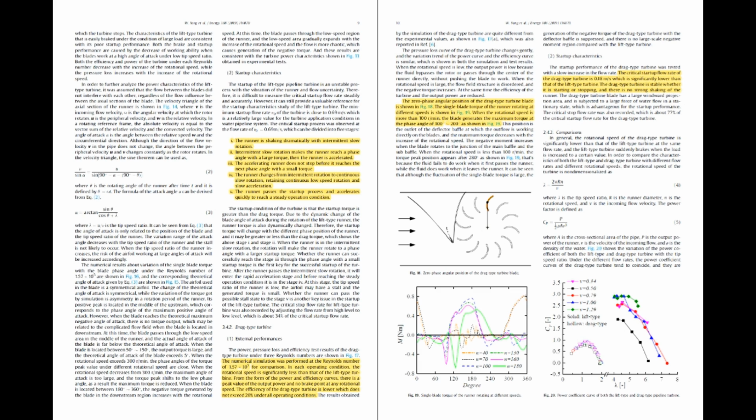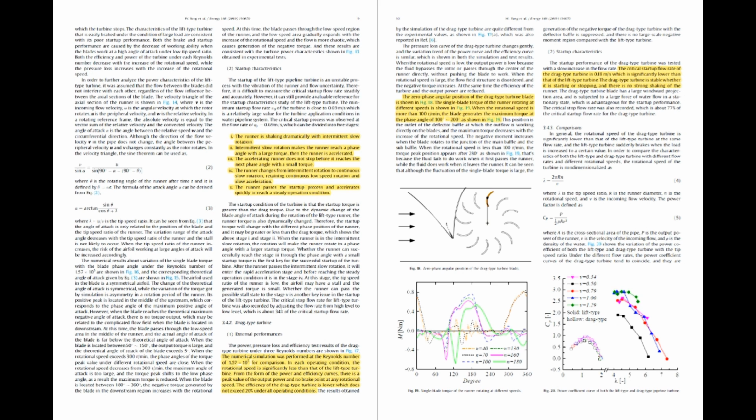The drag type turbine's essential startup flow rate is 0.18 meter per second, a substantially lower value than the lift type turbines. Whether it is starting or halting, the drag type turbine is stable, and there is no significant shaking of the runner. Now coming to the conclusions of the study.